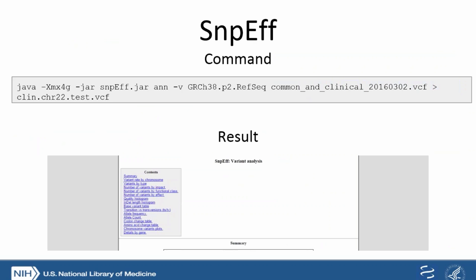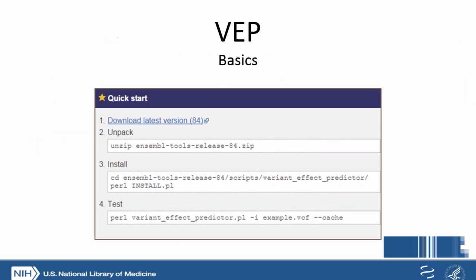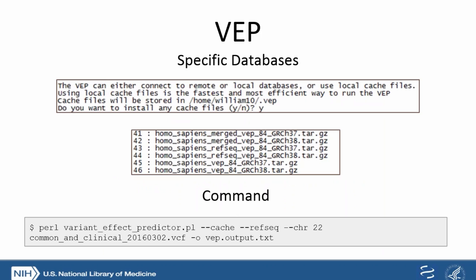Okay, so now that we've gone over SnpEff, next we'll talk about VEP, which is the Variant Effect Predictor, and this is actually an Ensembl tool. So the basics for downloading VEP are found directly on their site. You just download their zip file, unzip it, and then you go to that directory and install it. When you're actually installing VEP, you'll get a prompt for if you want to download any cache files. You'll want to say yes, and you're able to download GRCh38 with RefSeq accessions.